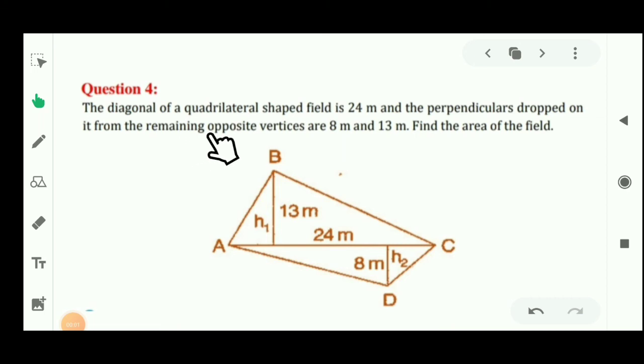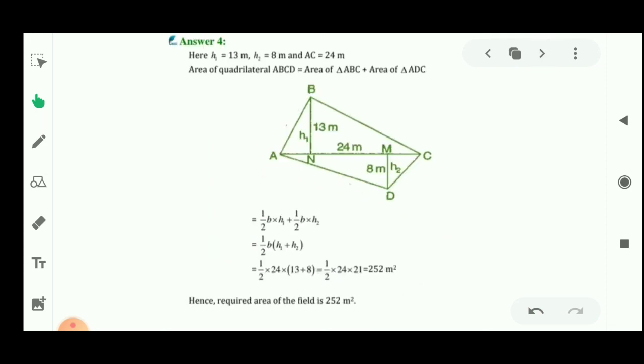Now students, let's see question number 4. The diagonal of a quadrilateral field is 24 meter and the perpendiculars dropped on it from the remaining opposite vertices are 8 meter and 13 meter. Students, these are the heights and this is the base. So now you have to find out the area of the field. That means this is the figure.